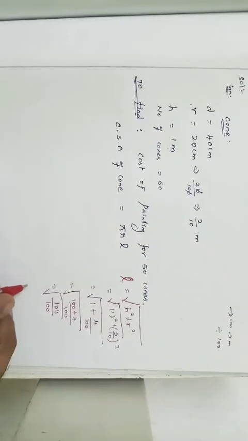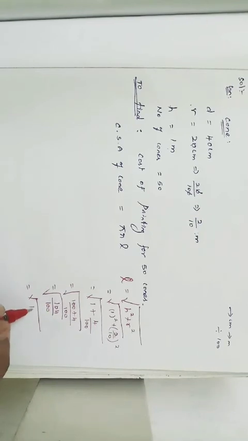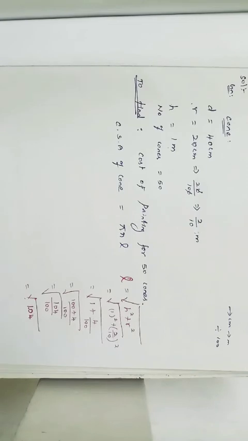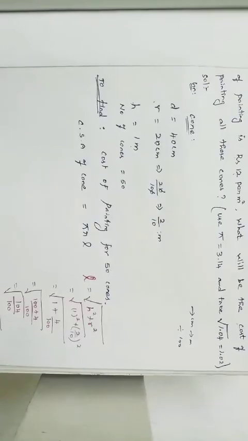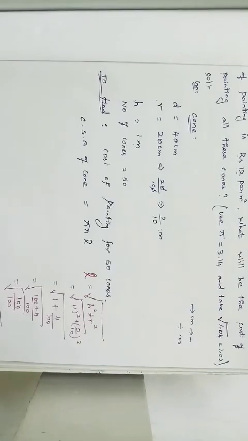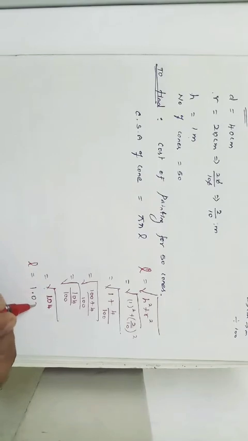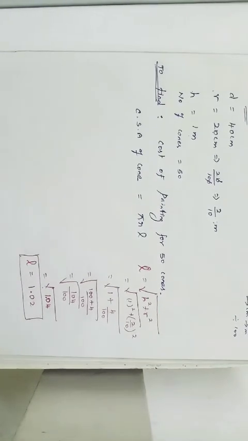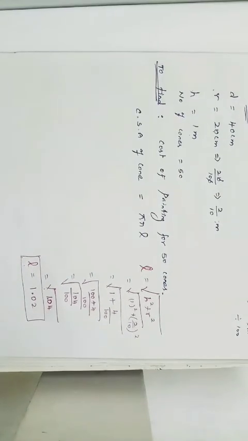Now simplify. Dividing by 100 means we put the point two digits before, so 104 divided by 100 is 1.04. Square root of 1.04, do you know the value? We don't know, but they have given it in the question: square root of 1.04 is equal to 1.02. So l is equal to 1.02. Now we know the value of l, and we know the radius and pi value. Substitute and simplify, we'll get the answer.